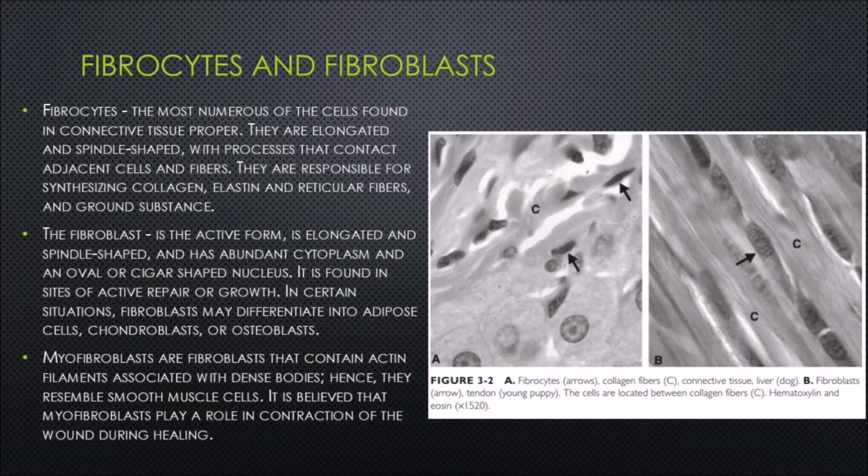Next, fibroblast is the active form, and it is elongated and also spindle-shaped, and it has an abundant cytoplasm and an oval or cigar-shaped nucleus. It is found in sites of active repair or growth, and in certain situations, they can differentiate into adipose cells, chondroblasts, or osteoblasts. Next are myofibroblasts. These are fibroblasts that contain actin filaments which are associated with dense bodies, and these resemble smooth muscle cells. It is believed that myofibroblasts play a role in the contraction of wounds during healing.